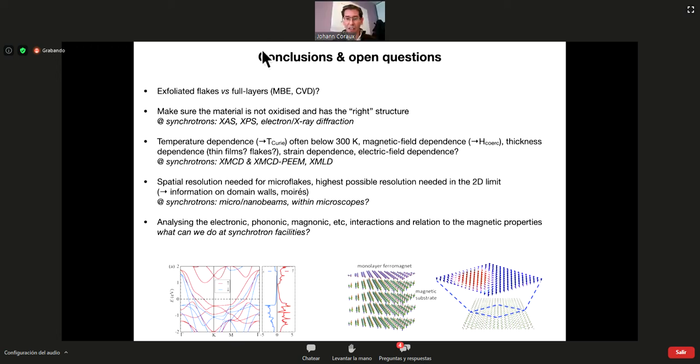Okay, I think if there is no more questions around, yeah, Manu, please. Very nice talk, Johann. Very simple question. So for building heterostructures, the typical procedure, and probably the more reasonable, is to use flakes produced by exfoliation from bulk materials. Do you see opportunities in trying to do that from single layers grown via MBE?